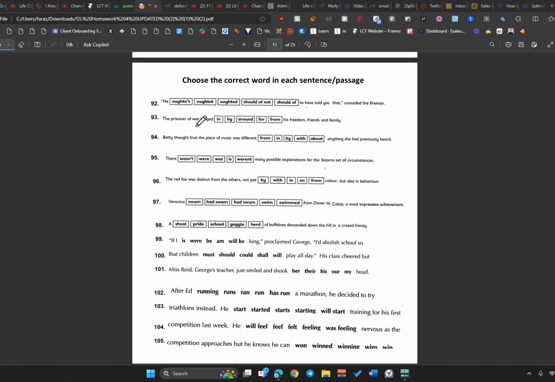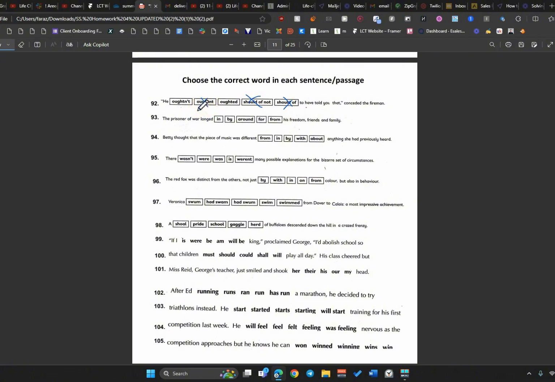Now we're in choose the best word. So we've got 5 options here and we have to fill in the blank. "He something to have told you that," conceded the fireman. So "he should have not have told you that." Well, that doesn't make sense. "He should have told you that." Well, no, it should have been "should have." That would have worked. "He oughtn't," "oughted," or "oughtn't" without an apostrophe.